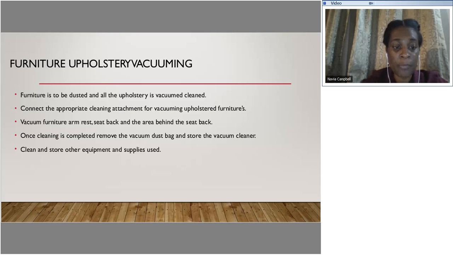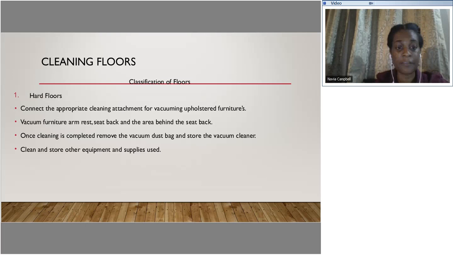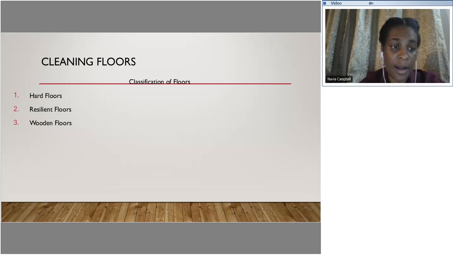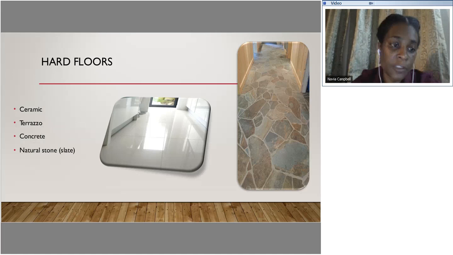Vacuuming upholstered furniture. Furniture is to be dusted and all the upholstery is vacuum cleaned. Connect the proper cleaning attachment for vacuuming upholstered furniture. Vacuum furniture armrest, seat back, and the area behind the seat back. Once cleaning is completed, remove the vacuum dust bag and store the vacuum cleaner. Clean and store other equipment and supplies that are in use.